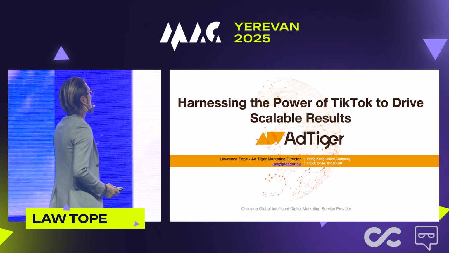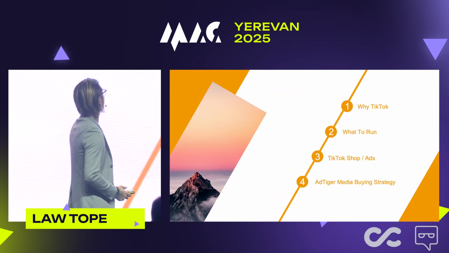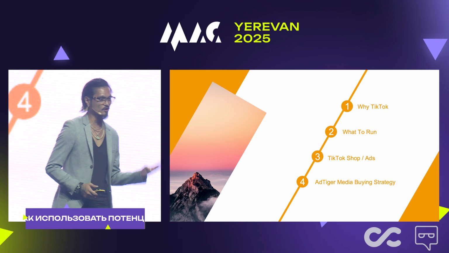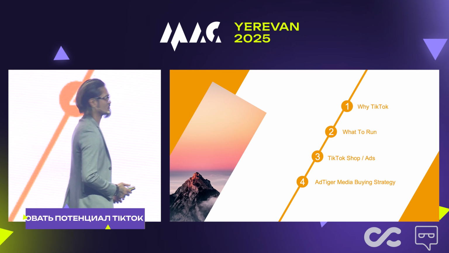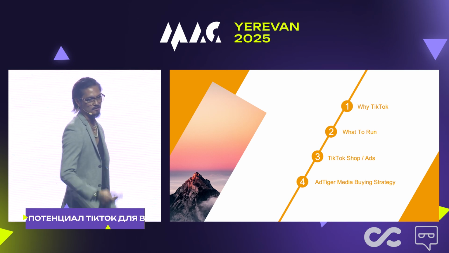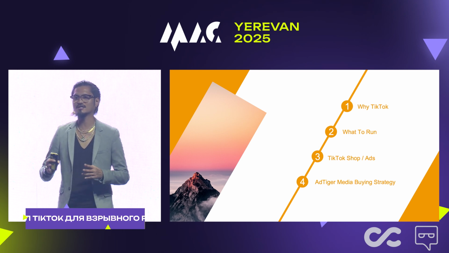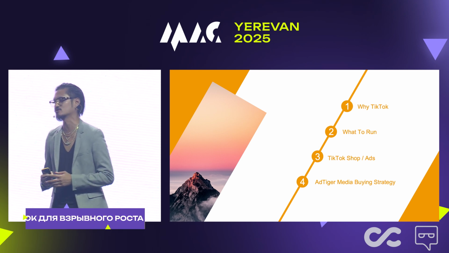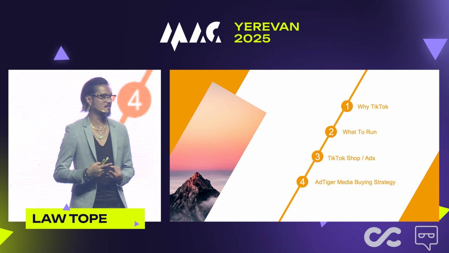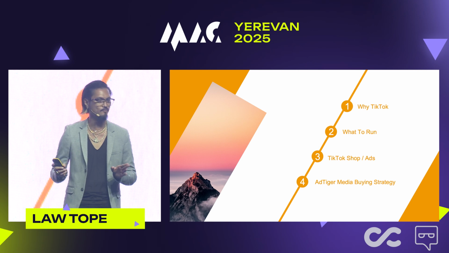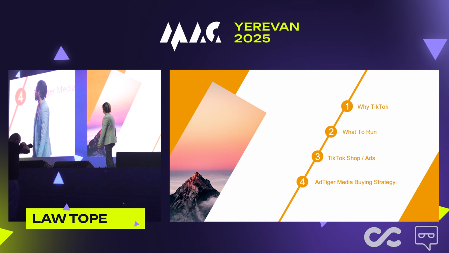So I am the marketing director for AdTiger, and we're going to be talking about scaling your ads on TikTok. There are going to be 4 key chapters for this talk. This is why TikTok, and then we're going to ask what to run. After that is TikTok Shop and Ads, and we're going to do a lot of case studies. For what to run in chapter 2, we're going to talk about search arbitrage and lead generation. Then TikTok Shop Ads will tell you exactly the blueprint that we're doing. And the last part is AdTiger media buying strategy. So let's start it off.